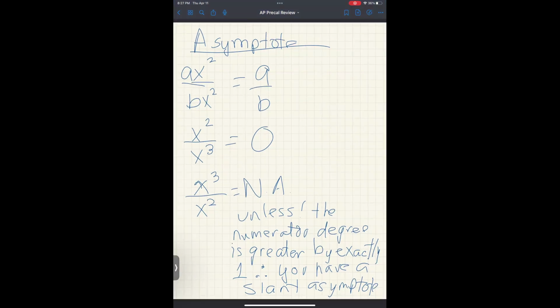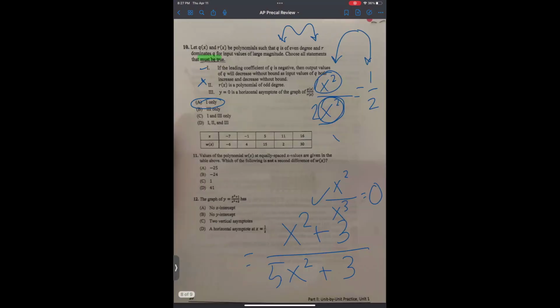Questions on the asymptotes then? We're good? All right. Question number 11. Values of the polynomial w of x at equally spaced x values are given in the table above. Which of the following is not a second difference of w of x?